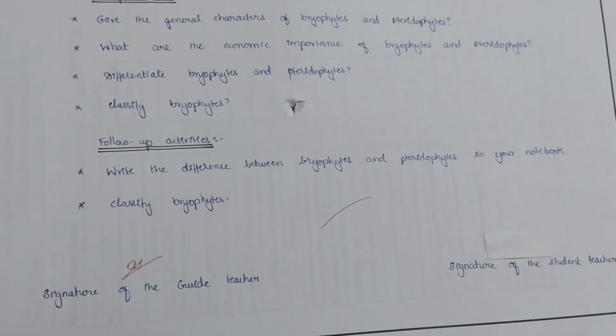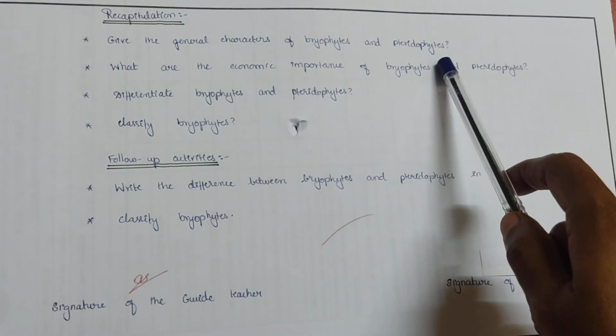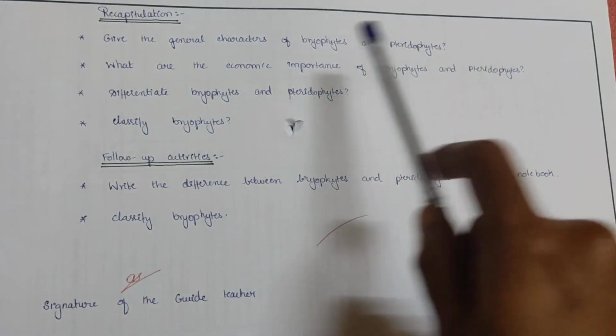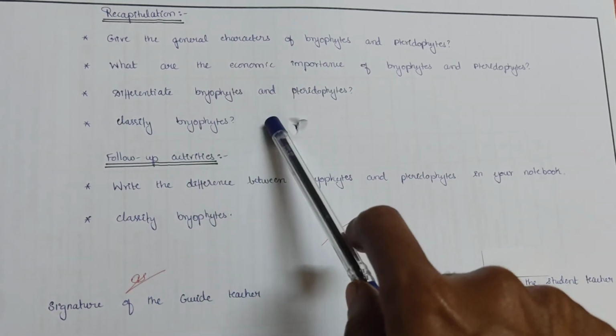Next comes the recapitulation part. Give the general characters of bryophytes and pteridophytes. What are the economic importance of bryophytes and pteridophytes? Differentiate bryophyte and pteridophyte. Classify bryophytes.